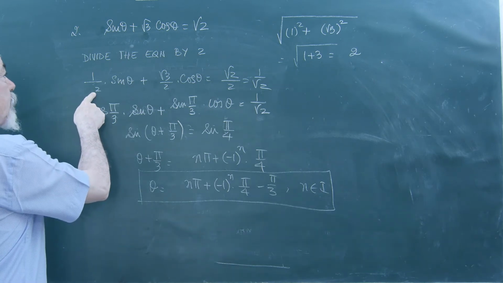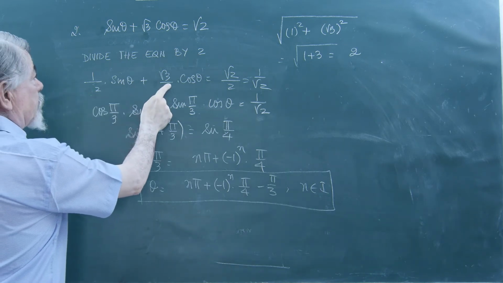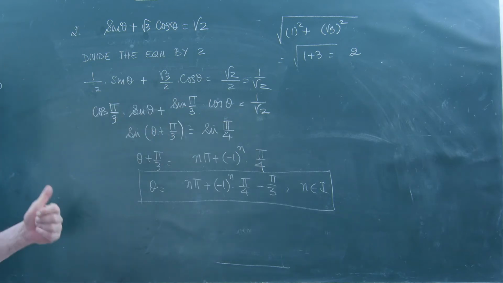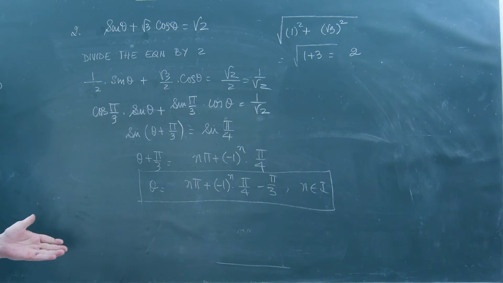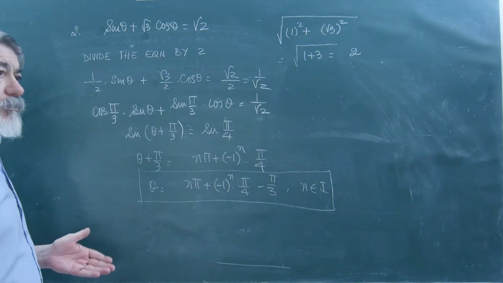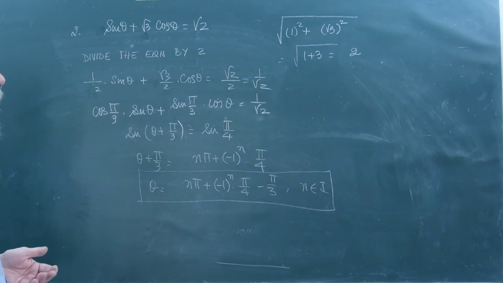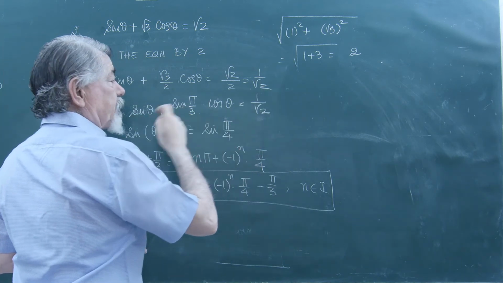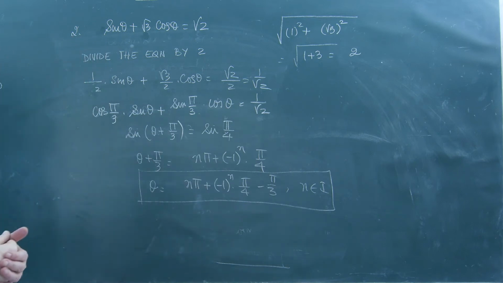Because if I write it to be sin 30, I will write it to be cos 30. So it will become cos A, cos B plus sin A, sin B. And cos A, cos B plus sin A, sin B will be cos A minus B, cos theta minus 30. And then we will see this to be cos 45 instead of sin 45, and we can calculate the answer.